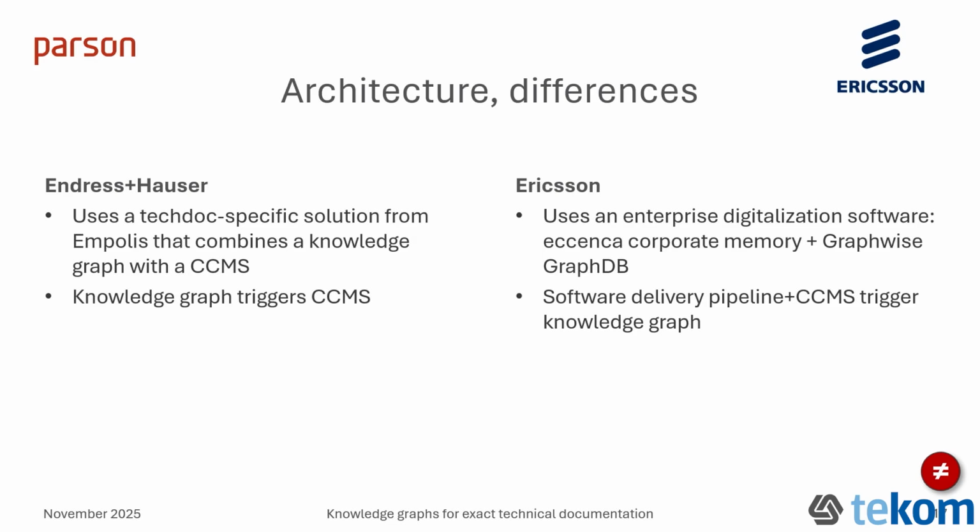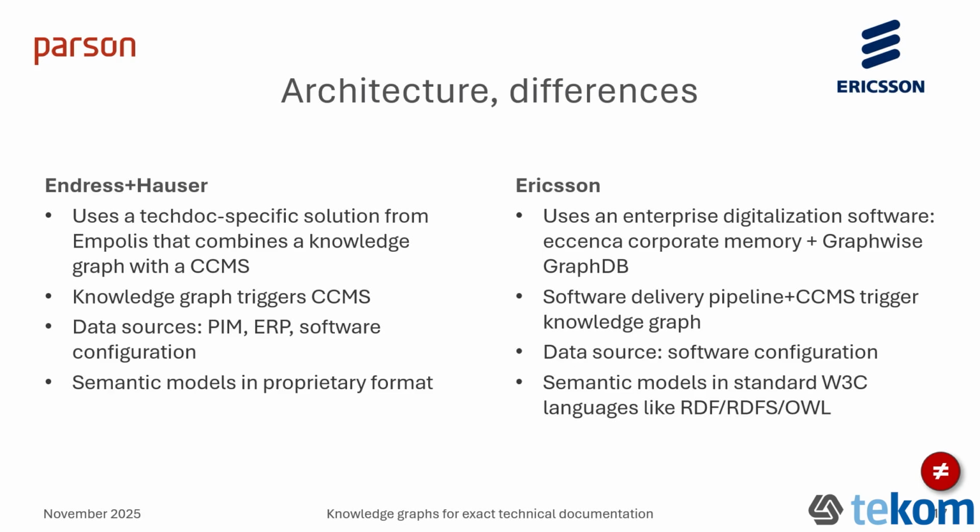You can no longer simply start writing a document. That doesn't work any longer. You need a product configuration, and then you can set up your documentation project. So the knowledge graph triggers the CCMS. The good side is that the knowledge graph collects all the information units, all the topics that are required for this product configuration. So this is completely automatic, but it still creates a dependency.